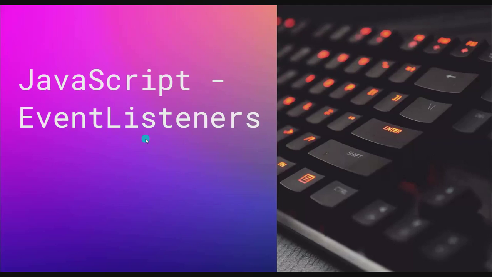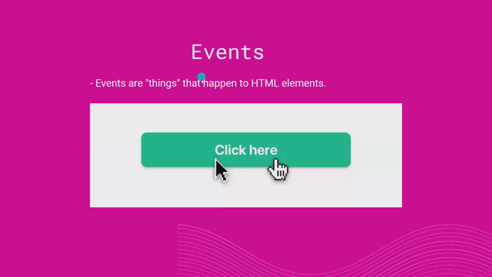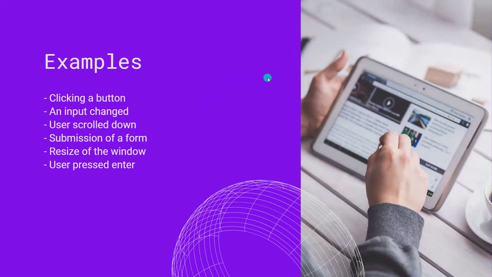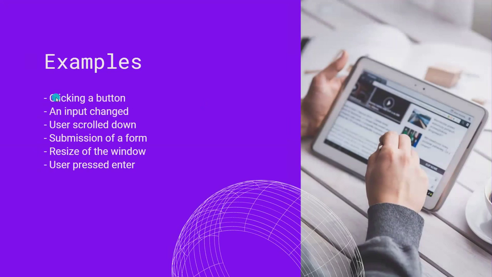In this tutorial we are gonna talk about JavaScript event listeners. So first we are gonna begin with events. Events are things that happen to a HTML element or elements, generally when the user interacts with them. But to listen to those events, we need to use event listeners.